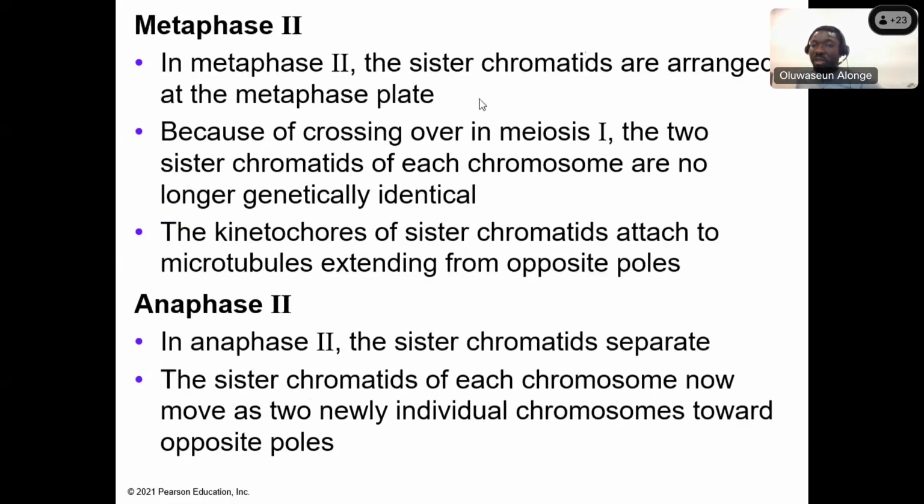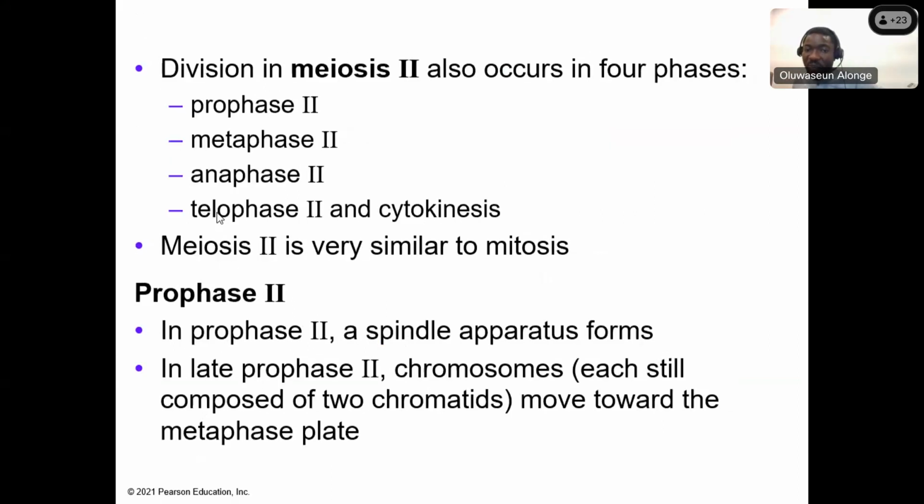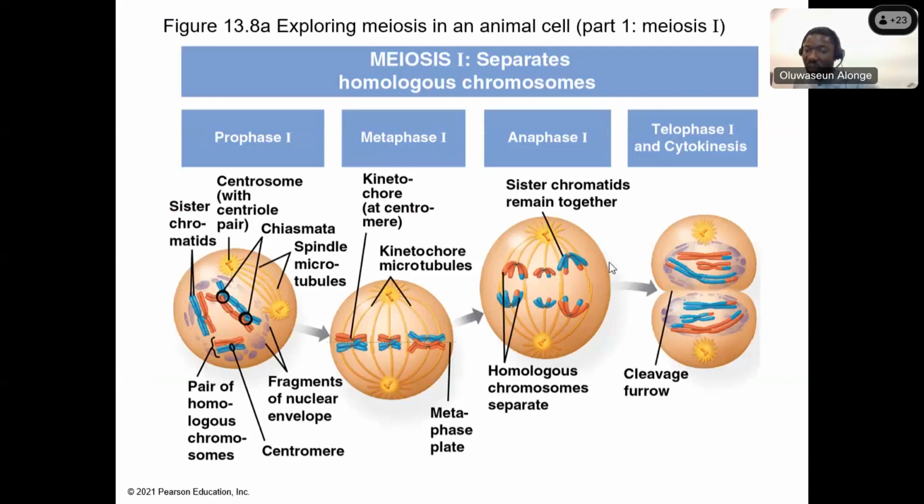Now, in metaphase 2, the sister chromatids are arranged at the metaphase plate. You see that? The sister chromatids, each of them making a chromosome, right? We call them sister chromatids. Now, because of the crossing over in meiosis 1, the sister chromatids of each chromosome are no longer genetically identical. You can see that here. They are all now different, right?